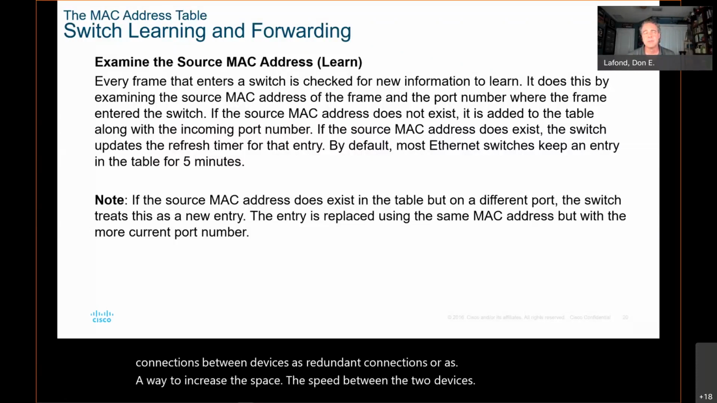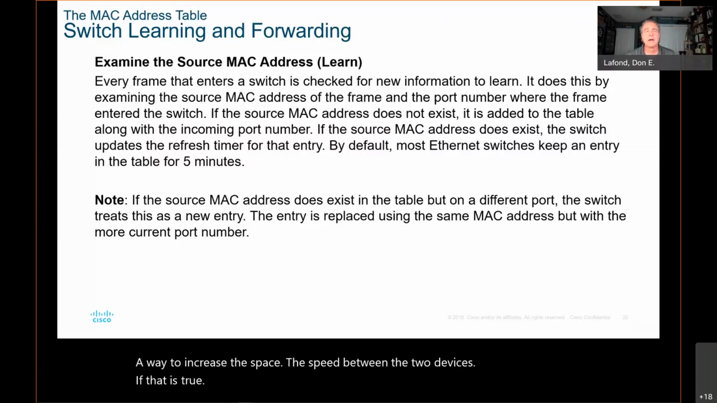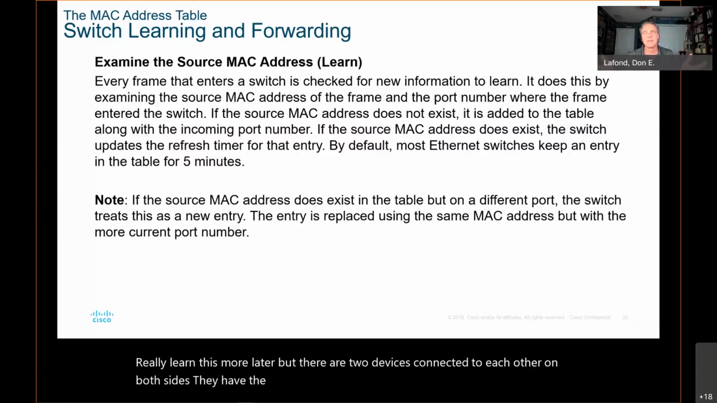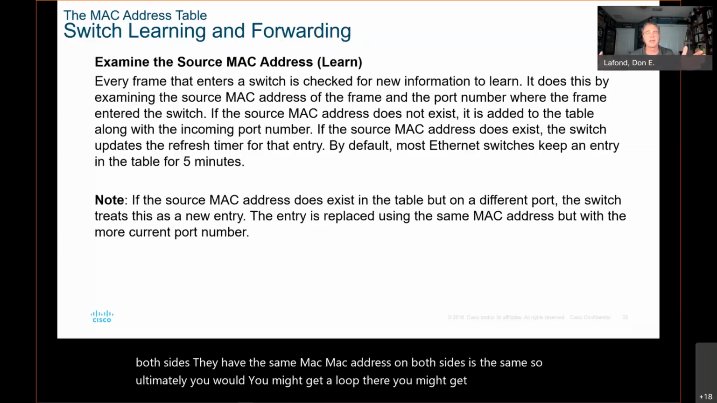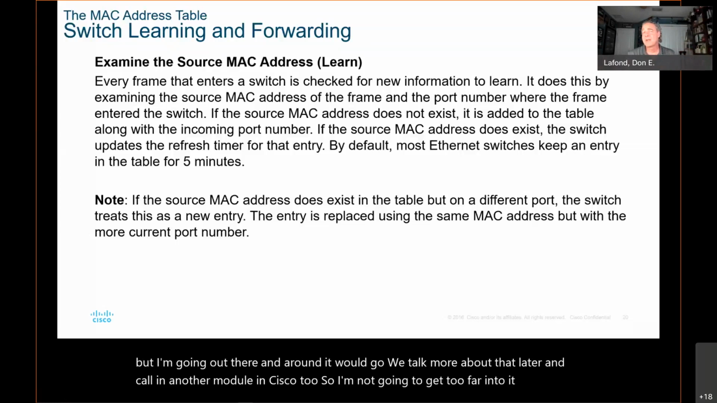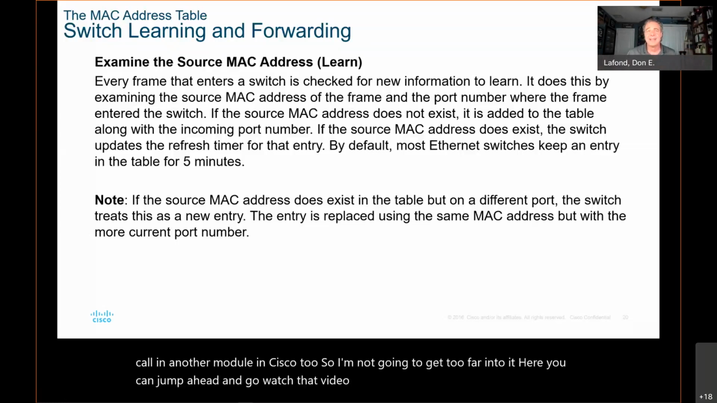If that is true, then you'll really learn this more later, but there are two devices connected to each other on both sides. They have the same MAC address on both sides. So ultimately, you might get a loop there. You might get, hey, I come in here, oh, but I'm going out there, and around it would go. We talk more about that later in another module in Cisco 2, so I'm not going to get too far into it here. You can jump ahead and go watch that video if I've released it already and learn about it.